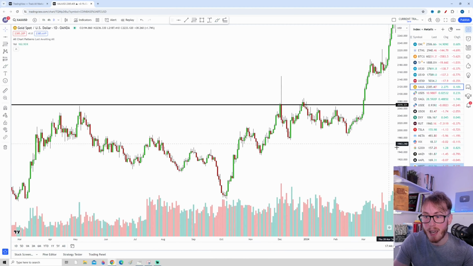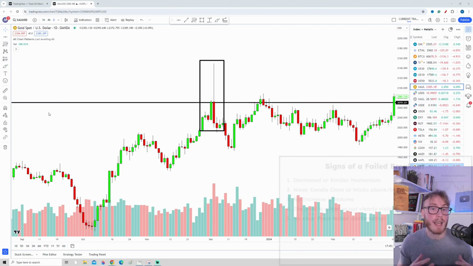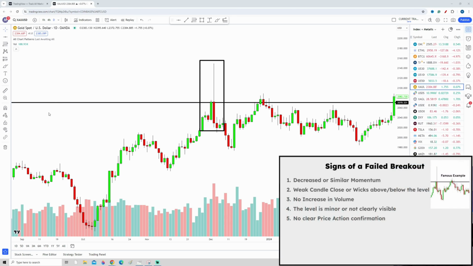But then at this point right here, and remember, the first sign of a failed breakout is decreased or similar momentum. And as we can see here, the green candle here that pushed all the way up to the level was actually a strong bullish momentum candle. So it started off good, but the reason that wasn't a breakout at all was because, as you can see, the candle right here did not close above the resistance, so that was not a valid breakout.